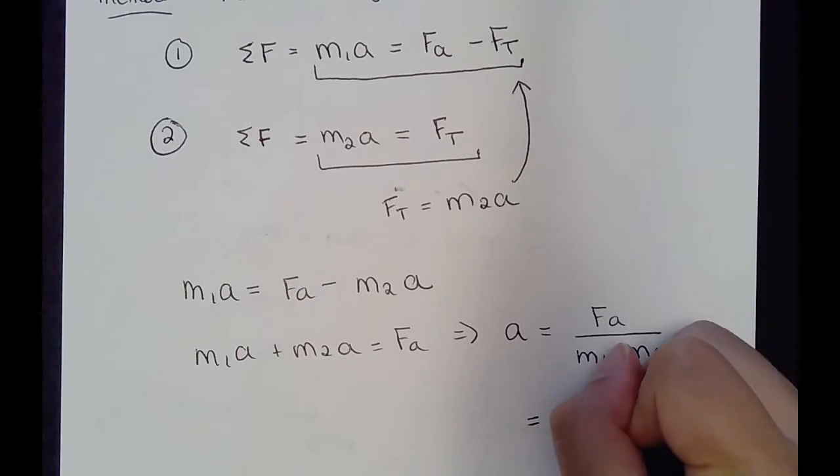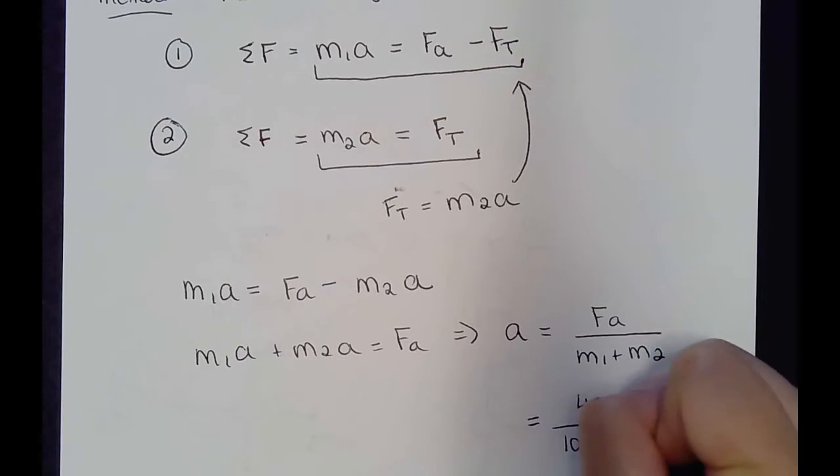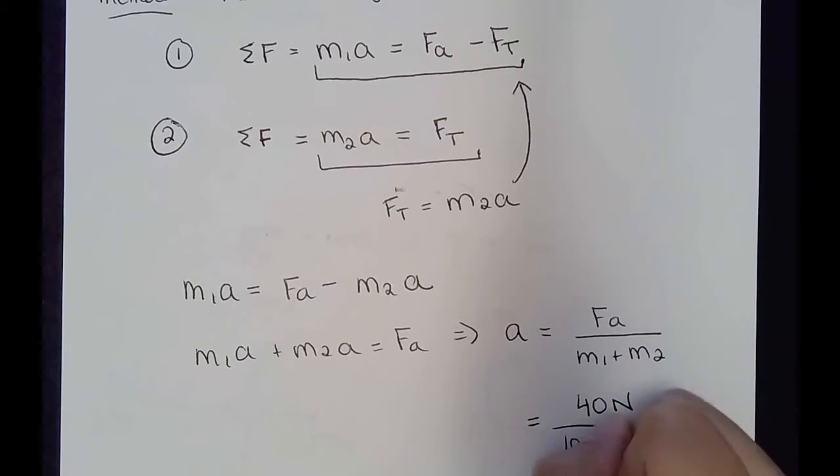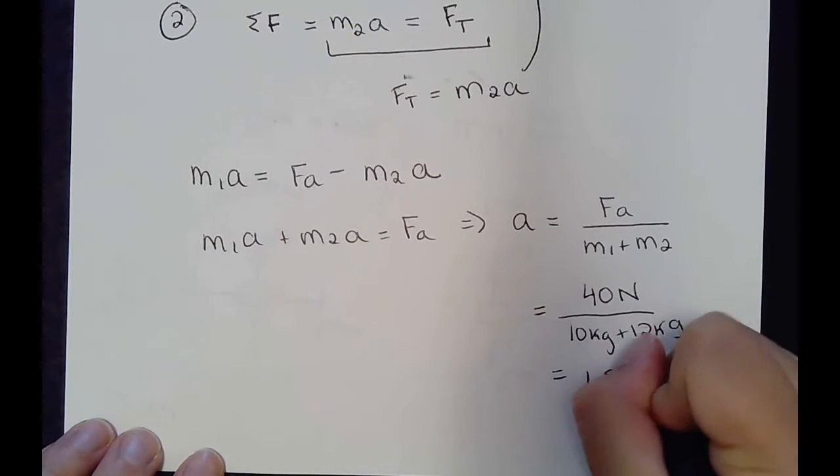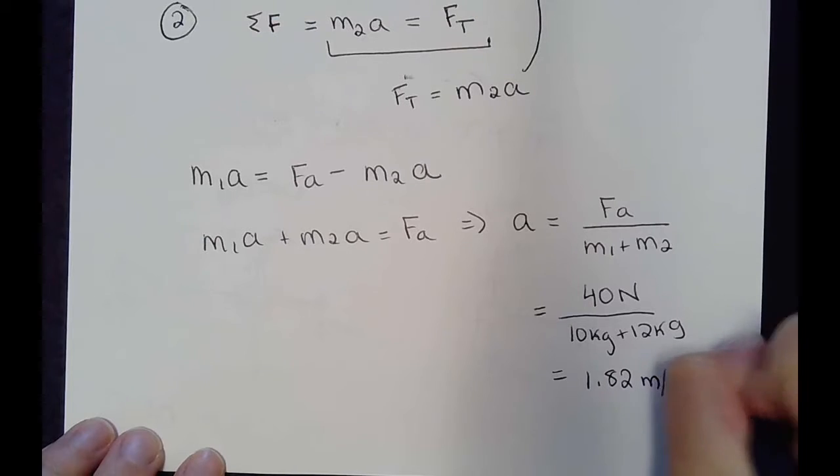So that's going to be 40 newtons divided by 10 kilograms plus 12 kilograms, which is 1.82 meters per second squared.